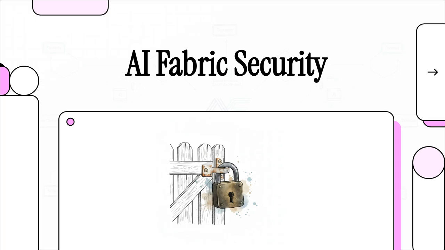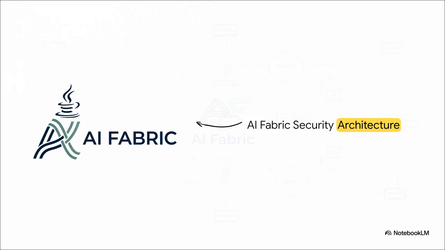Welcome to this explainer. Today, we're tracing a highly sensitive, multi-tenant request chronologically through AI Fabric's deterministic security gates. If you're building AI workflows in Java and Spring Boot, this is exactly how we lock down your data boundaries. So let's jump right in.